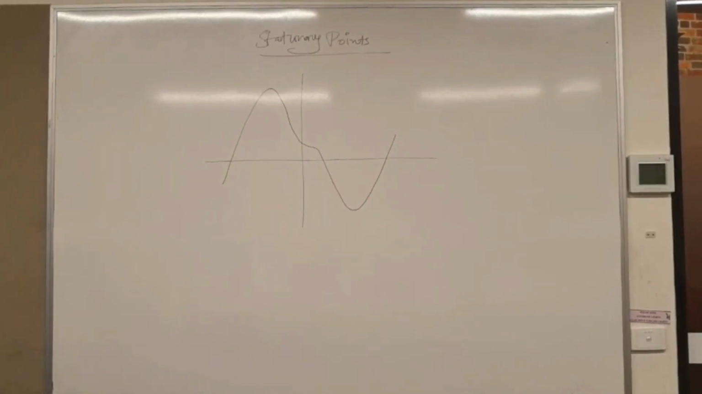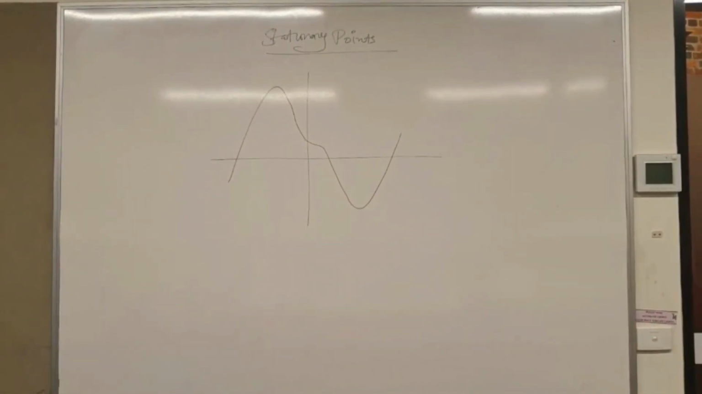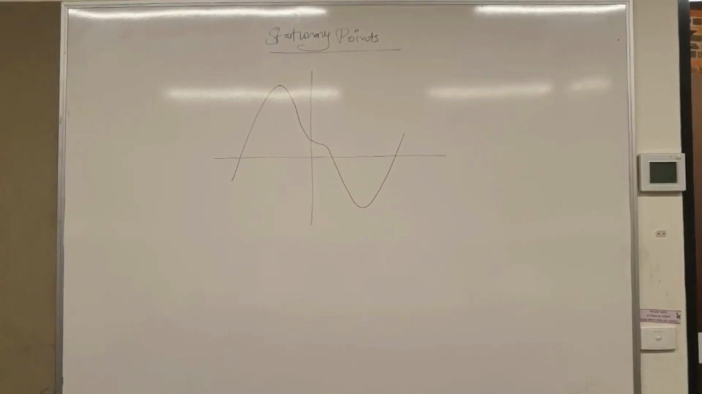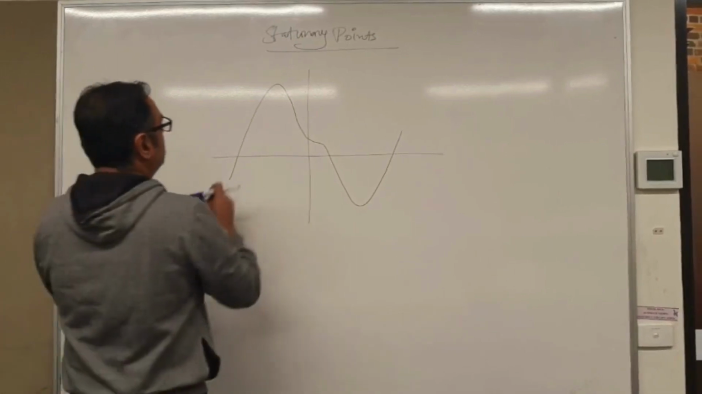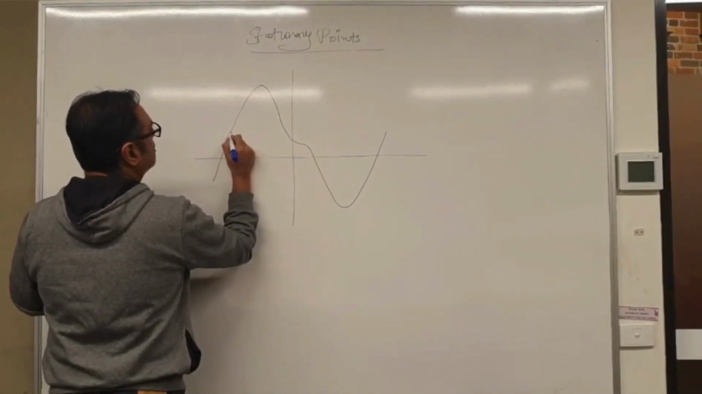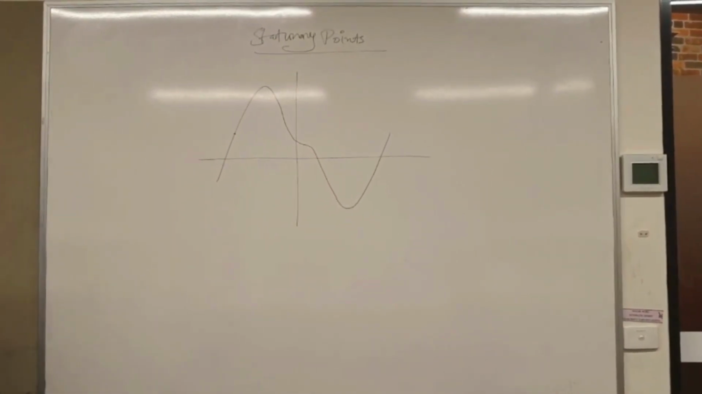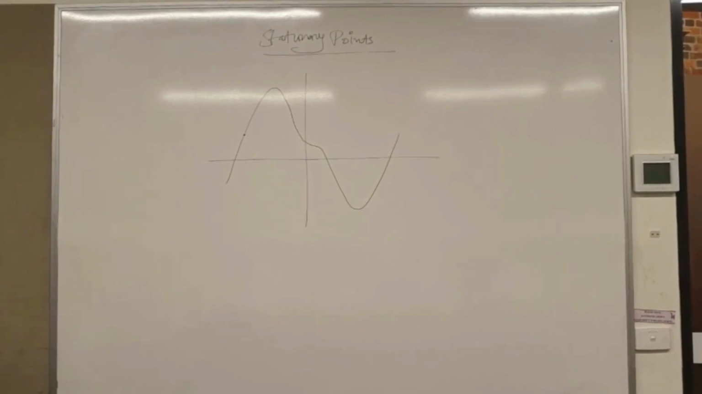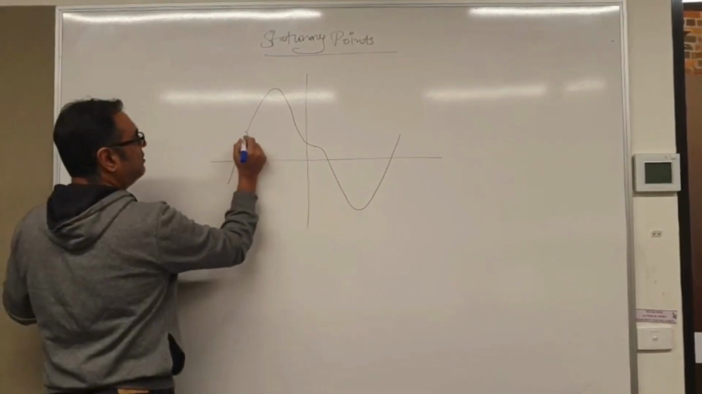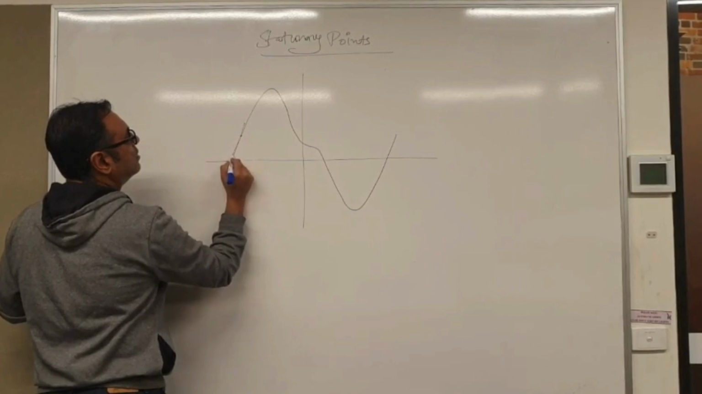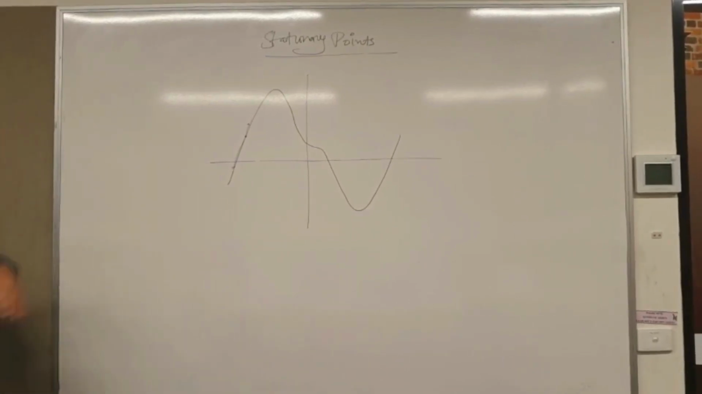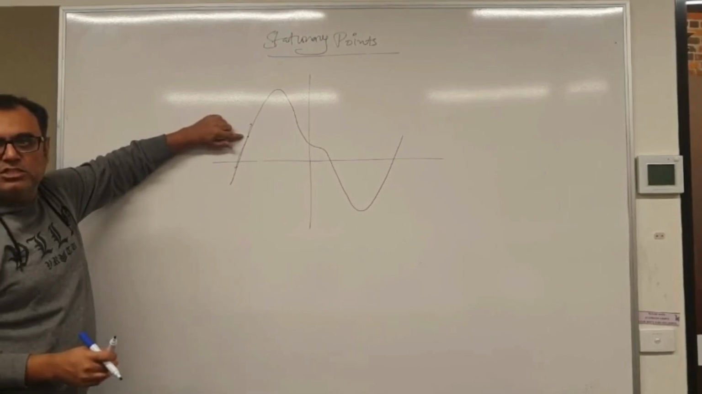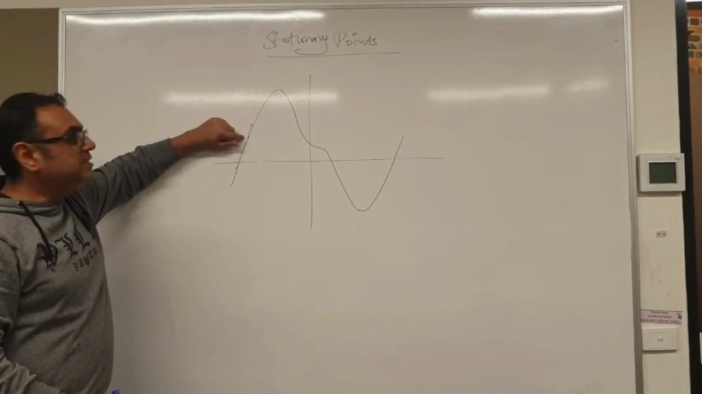Let's say you've got this kind of graph, right? Now I want to draw, let's find, if I draw the tangent at this point, how will our tangent look? Something like this. So if I find the slope of this tangent, that means derivative at this point.